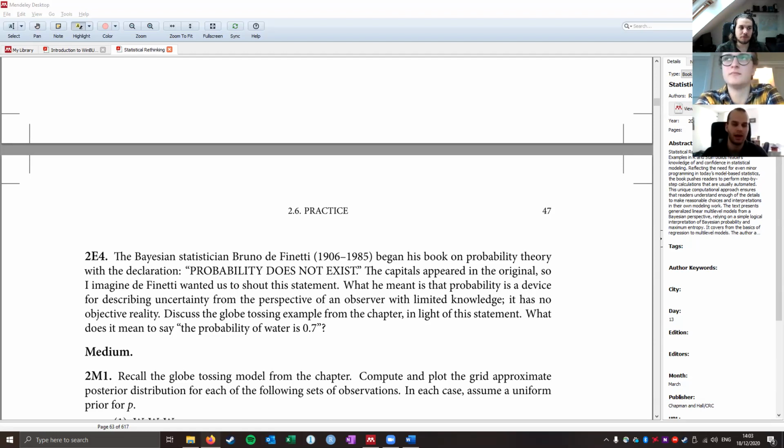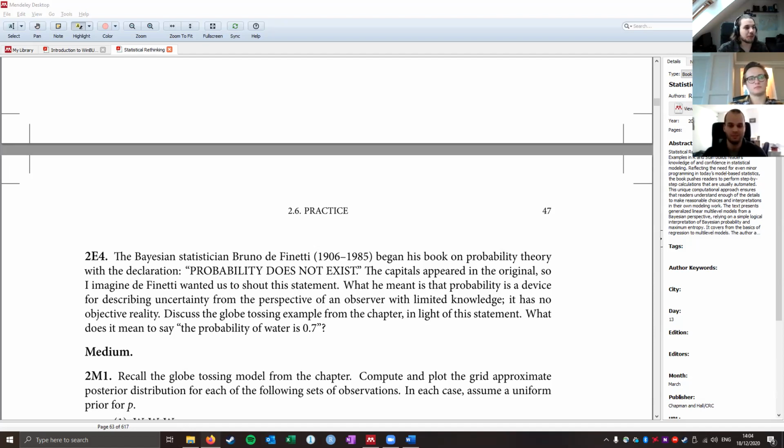So how I interpret it is that when you say the probability of water is 0.7, it's basically the best guess we can make given the data we have. So probability is just a language to express our uncertainty given our knowledge. This is how I would phrase it. I think that's terrific.